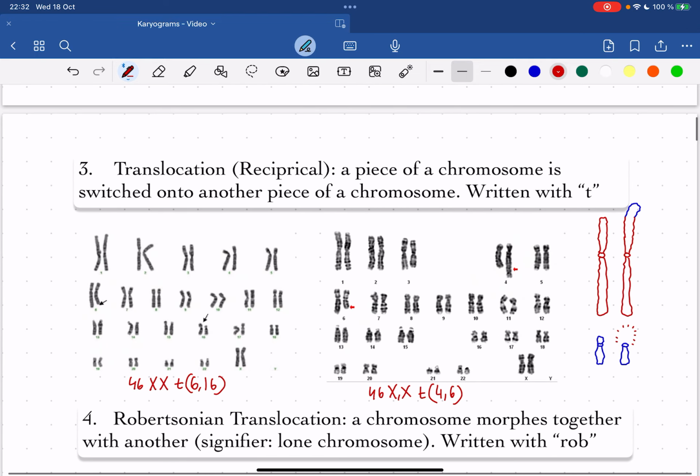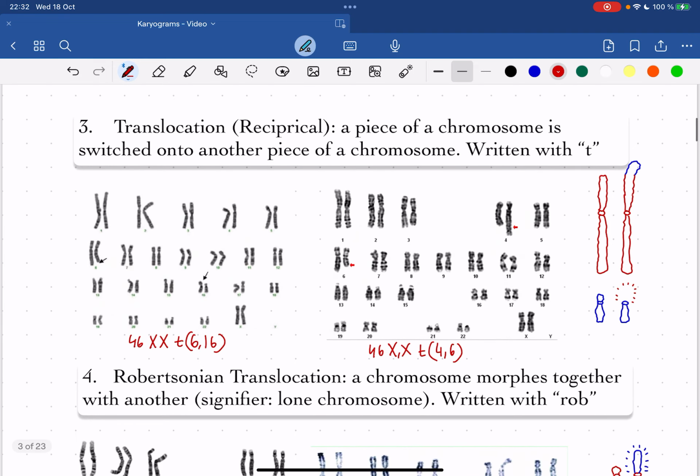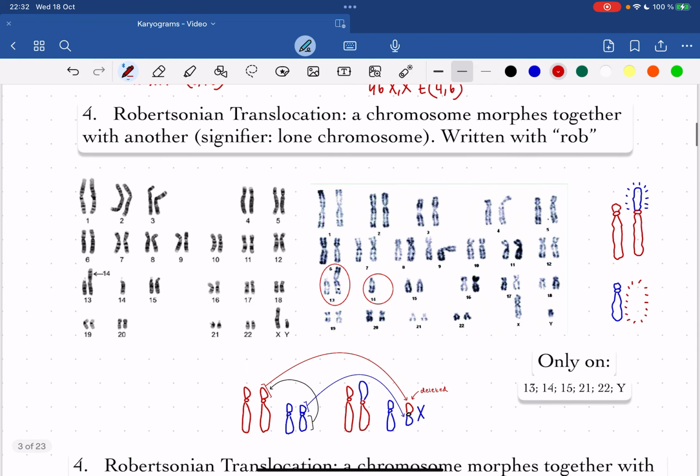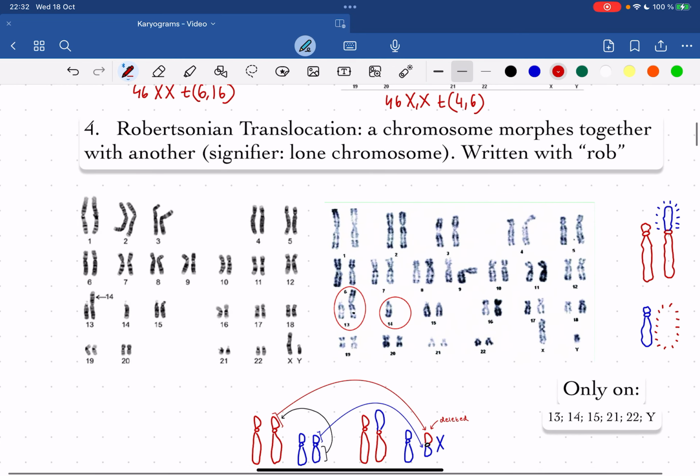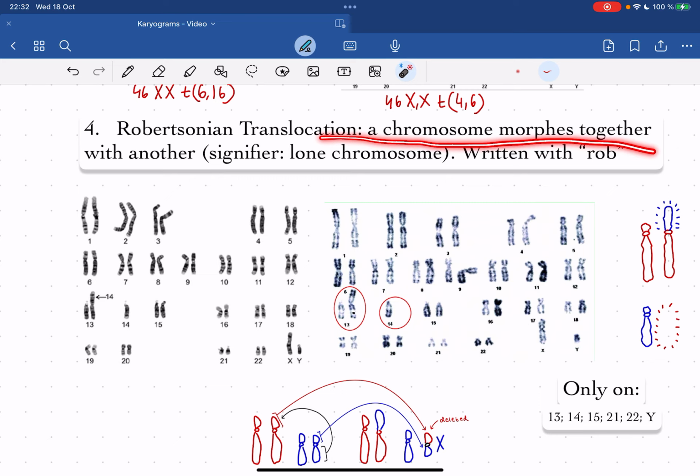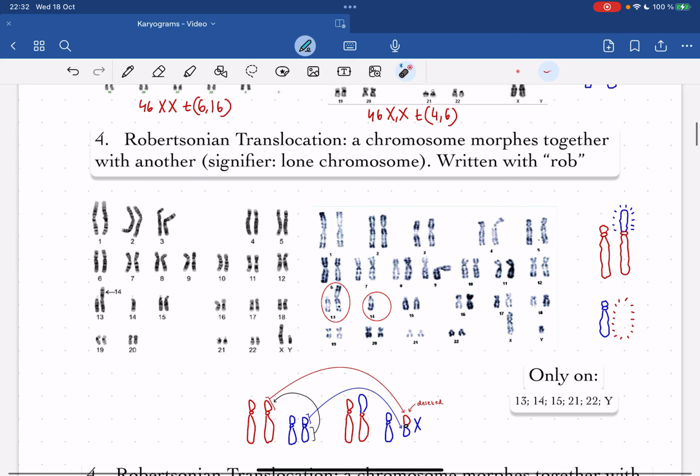So that's translocation. For reciprocal, we're going to get to how you calculate for gametes as well, but that's later on. Robertsonian is the most difficult of them all, so please pay attention when we come to Robertsonian translocation. We write it with a Rob. So how do you explain Robertsonian the best? It's a chromosome that morphs together with another, pretty much.